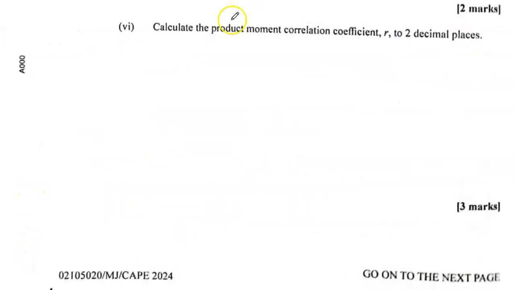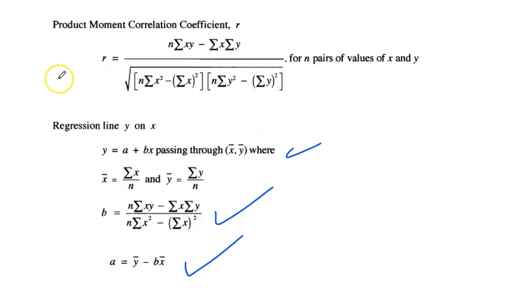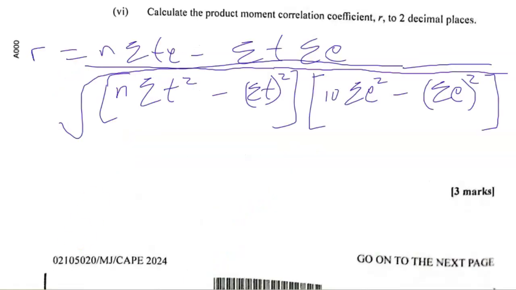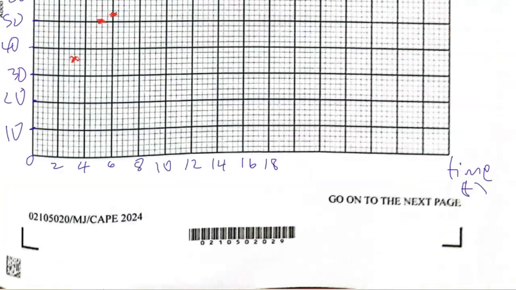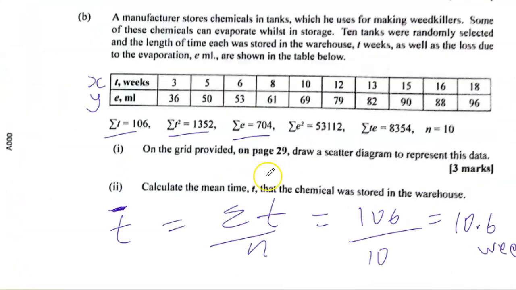And part 4, calculate the product moment correlation coefficient R to 2 decimal places. So again, in calculating R, if we go to the formula sheet, this is the formula there for R, and remember the context, T and E. So we're using T to replace X in the formula, and E to replace Y. So I'm going to rewrite this formula, replacing X and Y with T and E respectively. So again, that's our formula.